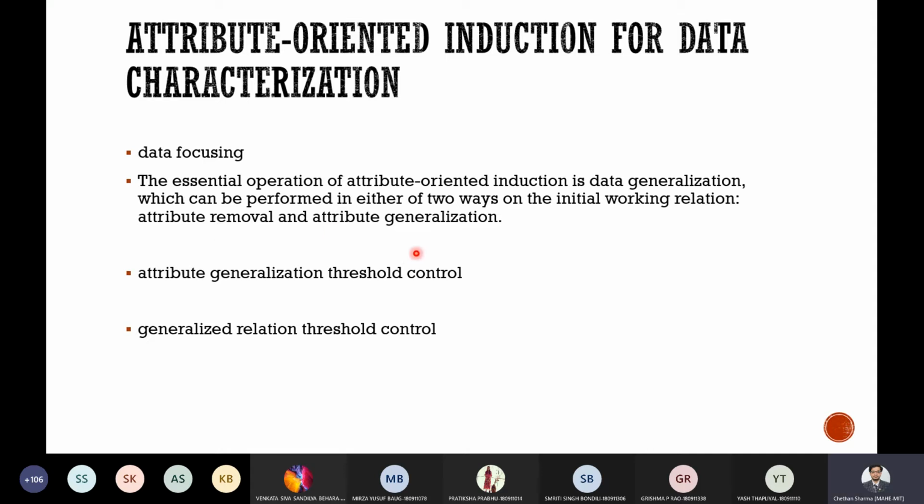The second is attribute generalization. Again, it follows certain rules. If there is a large set of distinct values for a particular attribute and there exists a generalization operator on the attribute, that is, a concept hierarchy exists for that particular attribute, then you have to select a generalization operator and apply it on that particular attribute. So these two are with respect to this.